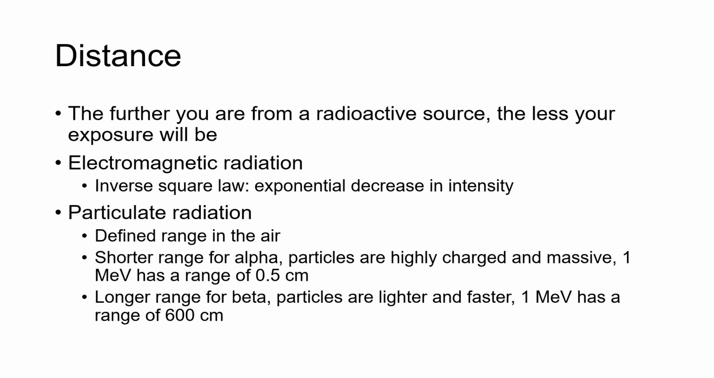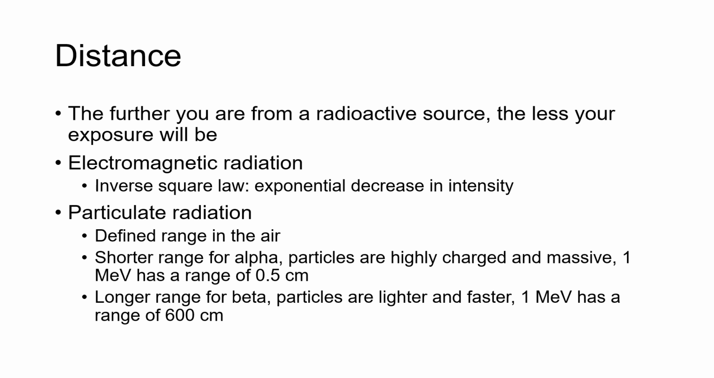However, for particulate radiation, such as alpha and beta particles, there is a defined range in the air. So the particles only go so far and then no further than that. This range is shorter for alpha radiation and longer for beta. Because alpha particles are highly charged and massive, they interact very strongly with air molecules, and that makes them have a very short range. Their range depends on the energy of the alpha particles. For example, 1 MeV, or million electron volts, of alpha particles has a range of about half a centimeter.